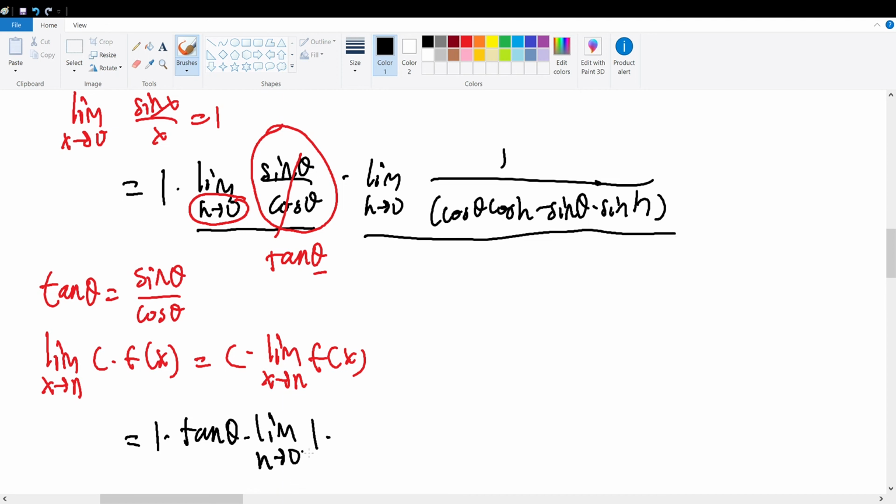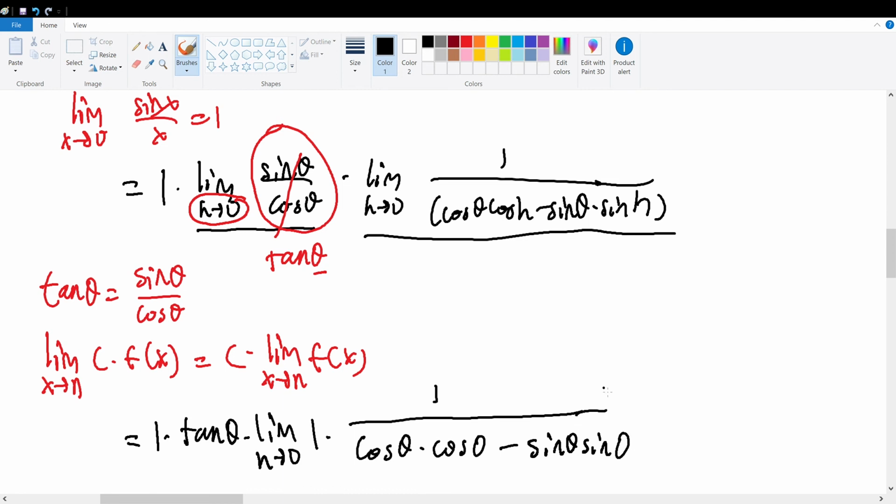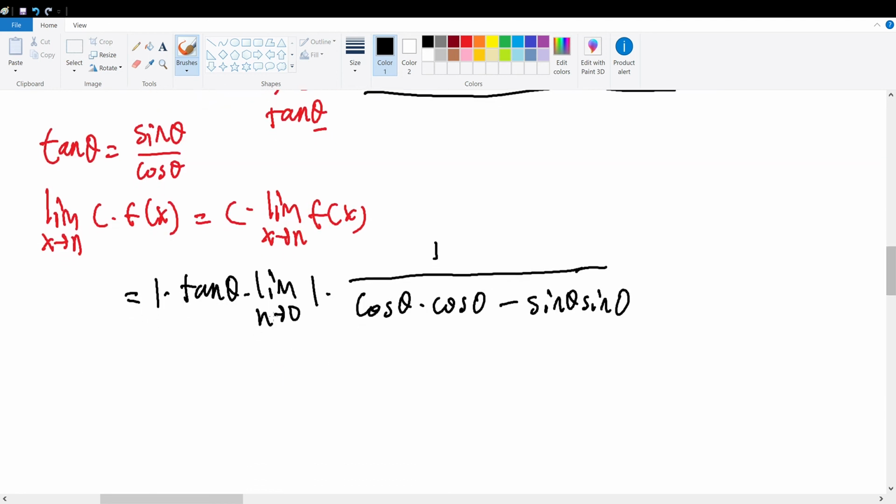And to evaluate that limit, we just have to substitute h is equal to 0 inside this fraction. So this becomes times 1 over cosine of theta times cosine of 0 minus sine of theta times sine of 0 radians.